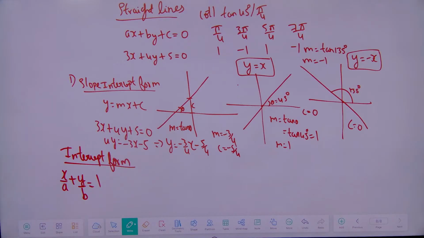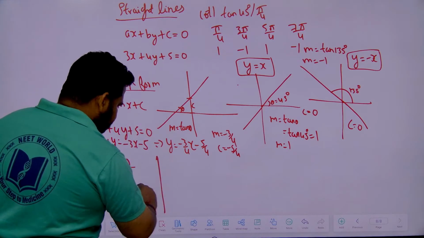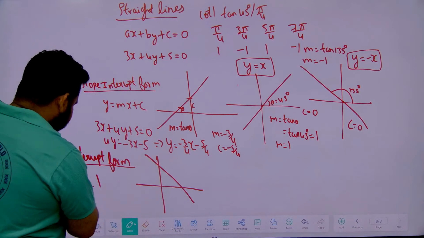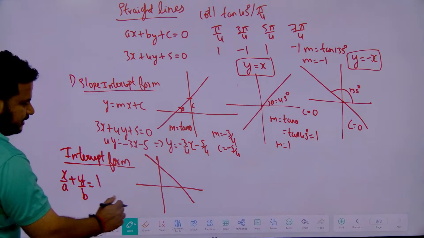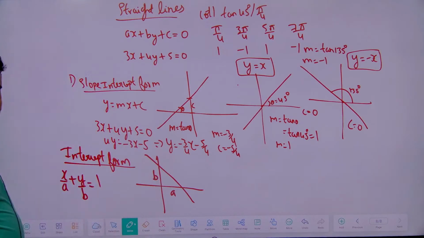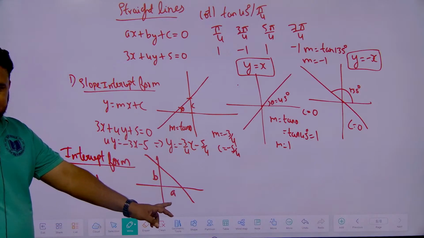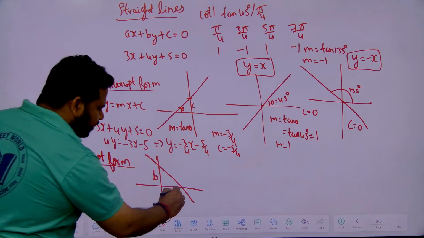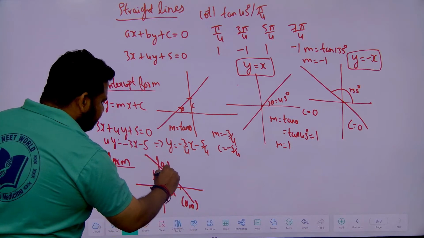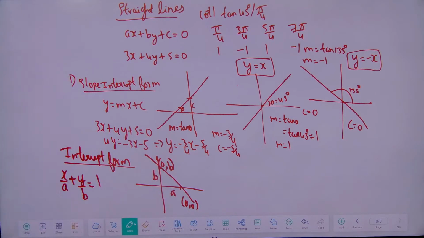Okay, how does this come for straight lines? See here, this is the straight line. This a in x by a is called x intercept, this b is called y intercept. This point will be a comma 0, this point will be what? 0 comma b. X by a plus y by b is equal to 1, this is called intercept form.